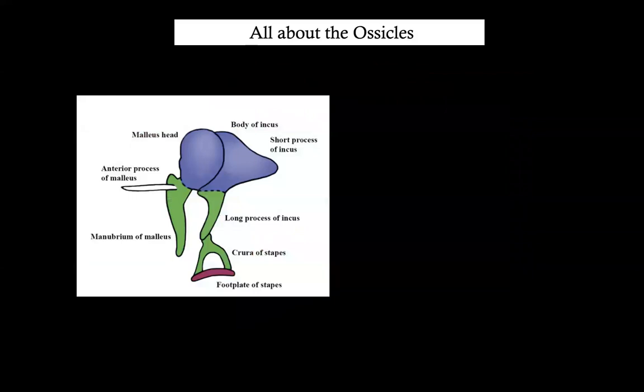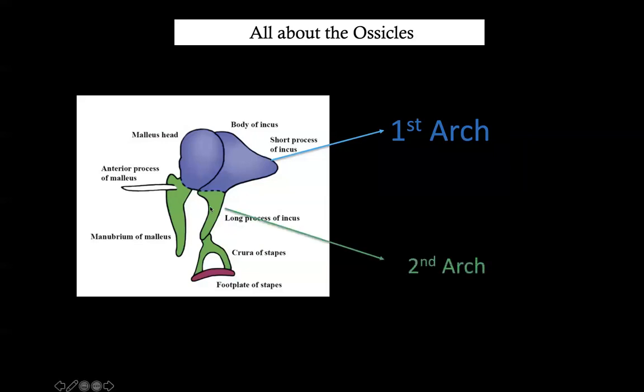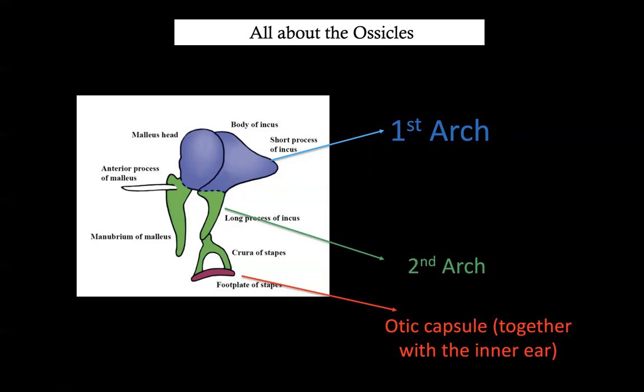About the ossicles, that's important. The first arch gives most of the incus and the malleus. The rest of the ossicles are from the second arch, in particular the stapes, the crura of the stapes, but the foot plate of the stapes develops from the otic capsule, together with the inner ear. And this is why the foot plate of the stapes develops together with the inner ear, so the malformation involves both of them, while rarely do you have malformation of the inner ear associated with malformation of the ossicles.